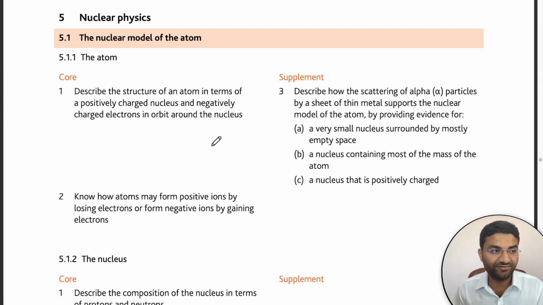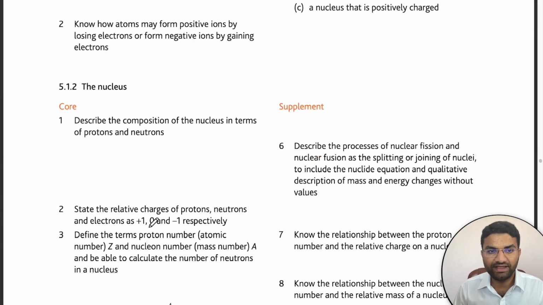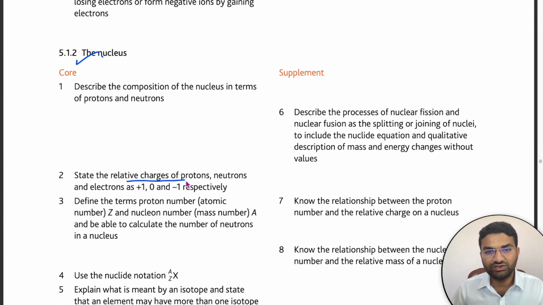Then next, the fifth topic, that is nuclear physics. You have the nuclear model of the atom, right? The atom you have to define. And for extended students, they have the scattering of alpha particles, then positively charged and negatively charged particles. Then the nucleus, and the relative charge of proton, neutron and electron.